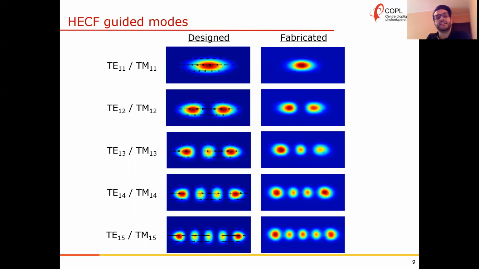So here we can see the modes of our fiber, the modes supported by our fiber from design to fabrication, and the modes look like lobes distributed on a one-dimensional array. And from the two, they look very similar.